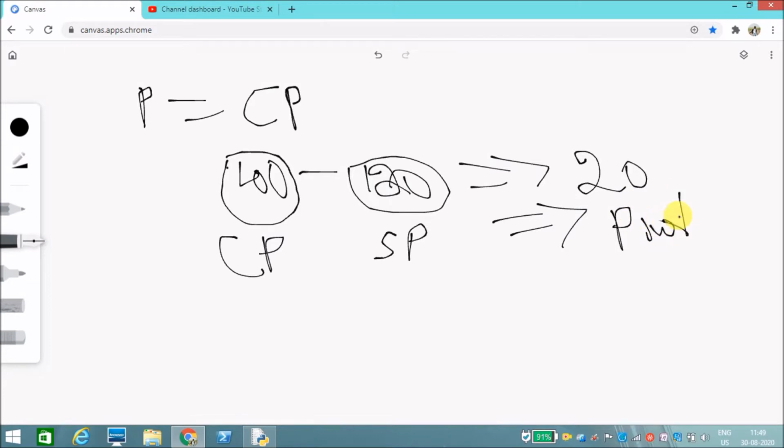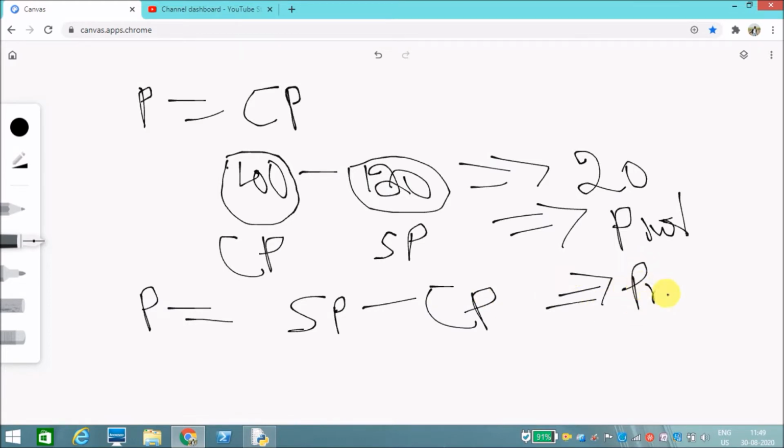Then how can we find the profit? Profit is equal to selling price minus cost price. It gives us the profit.